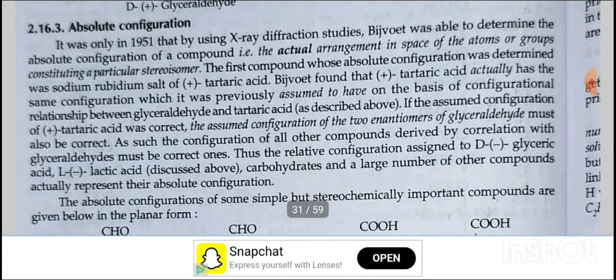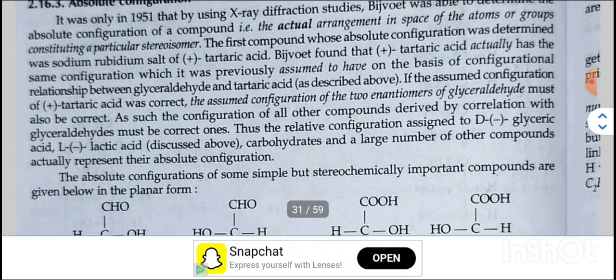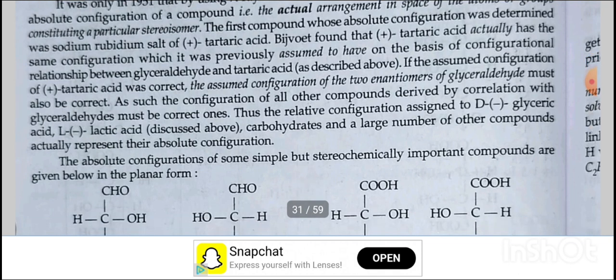Absolute configuration. It was only in 1951 that, by using X-ray diffraction studies, Bijvoet was able to determine the absolute configuration of a compound, that is, the actual arrangement in space of the atoms or groups constituting a particular stereoisomer. The first compound whose absolute configuration was determined was the sodium rubidium salt of positive tartaric acid. Bijvoet found that positive tartaric acid actually has the same configuration which it was previously assumed to have, on the basis of the configurational relationship between glyceraldehyde and tartaric acid.